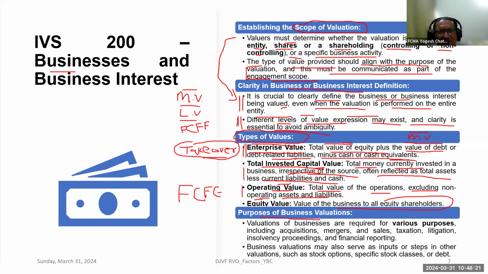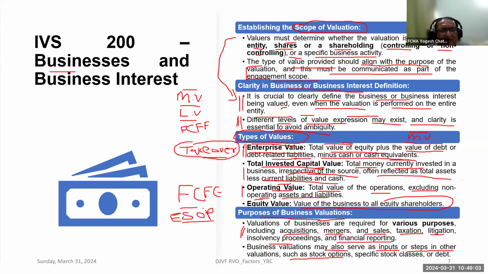Purpose of a business valuation. There can be many purposes for which a business valuation is needed. That includes acquisition, merger, sales, taxation, litigation, insolvency proceeding, financial reporting. For all these purposes, the valuation of a business will be needed. A business valuation may also serve as input or step in other valuation like stock option, when we are making valuation of ESOP, the employee stock option plan.